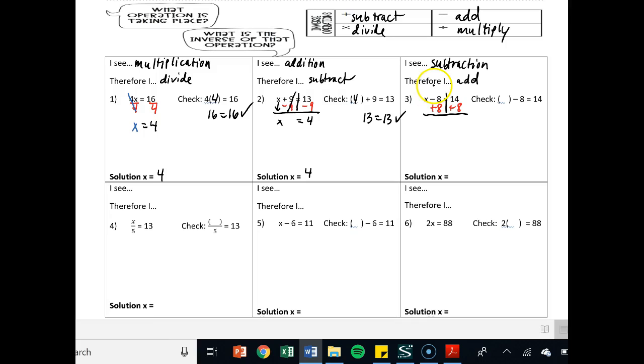When I do that, I isolate my variable. Why? Because we can say this is like a negative 8 plus 8. That's 0. See you later. You get to drop down your x and your equal sign. 14 plus 8 is 22. So 22 is your solution. Now let's check. Again, it was x minus 8 equals 14. So instead of x, we say 22. 22 minus 8 is 14. 14 equals 14. Boom, that is correct.